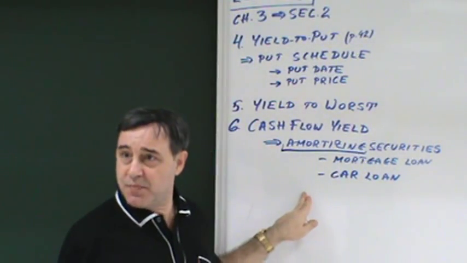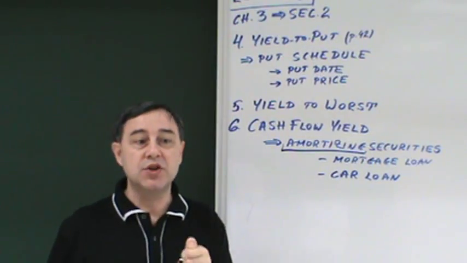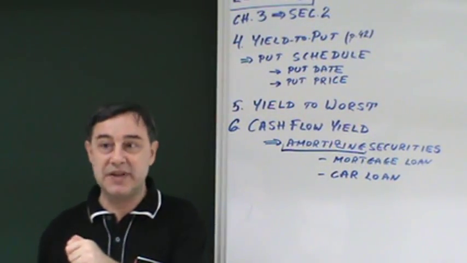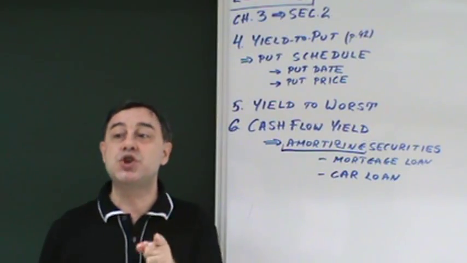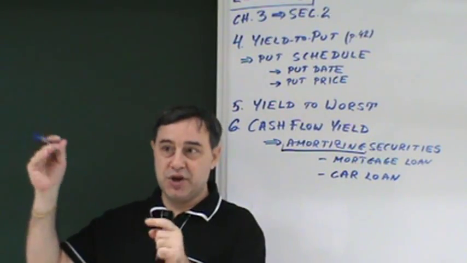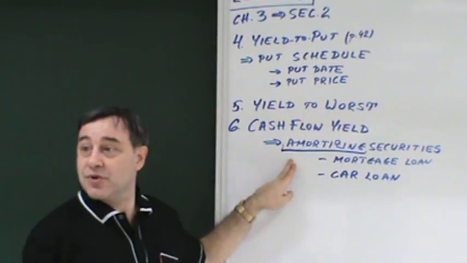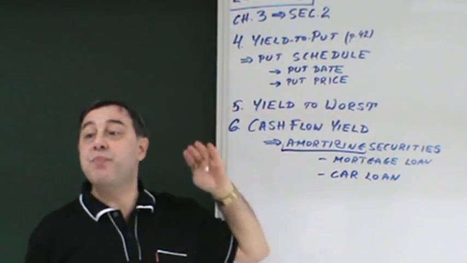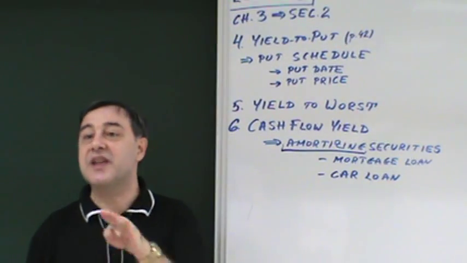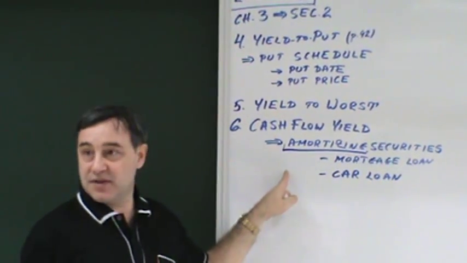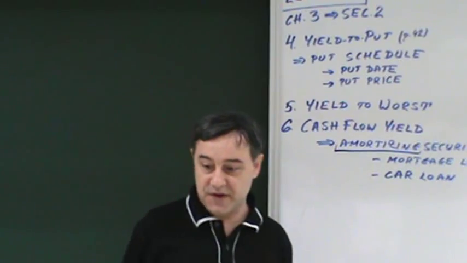In a regular bond, when you pay coupon, you don't pay the principal down. The principal is due on maturity. You don't pay anything from the principal. With amortizing securities, you pay the principal down with every single payment. And that's the big difference.